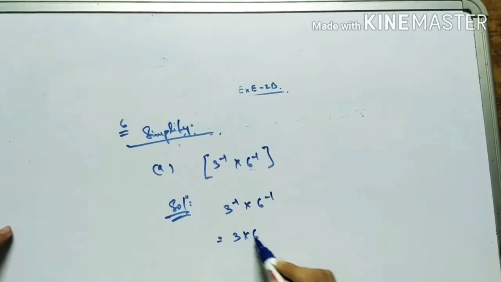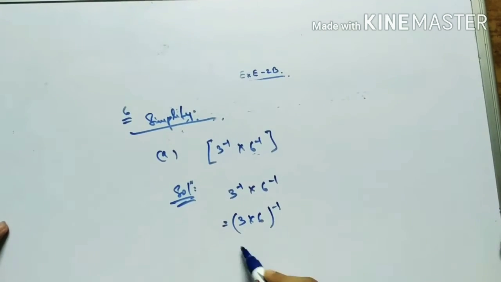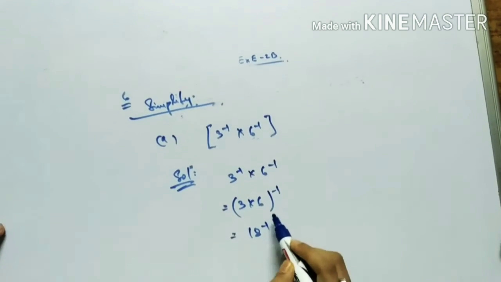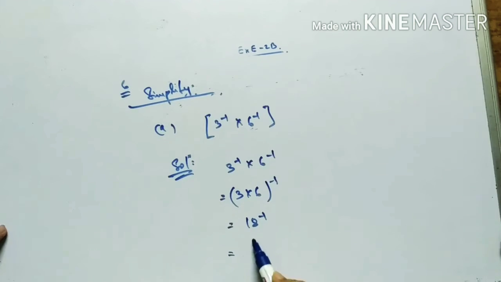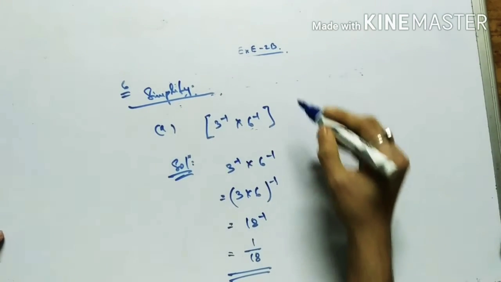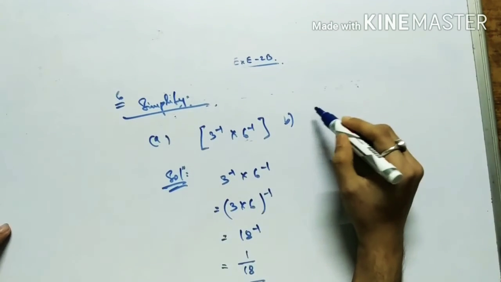This becomes 3 into 6 to the whole power minus 1. 3 sixes are 18, to the whole power minus 1. So this becomes 1 by 18. This one is solved. Okay. Next again, number B.